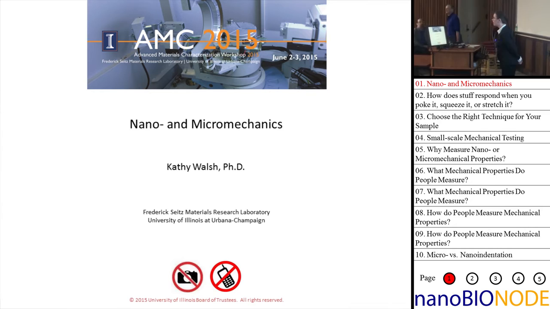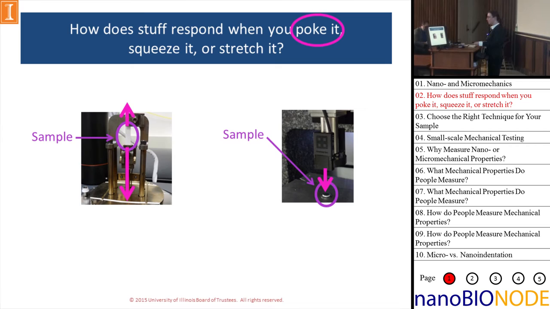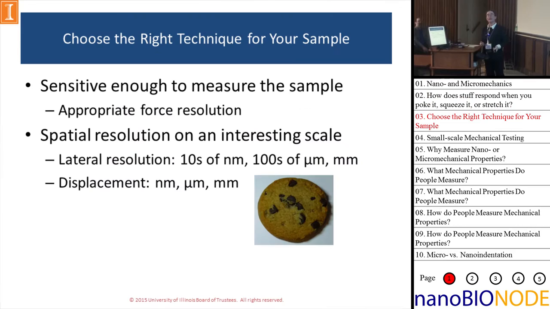Instead of talking about what your material is made of, we're mostly going to focus now on what your material actually does. At the most basic level, mechanical testing tells you about how your sample responds when you do something to it, when you apply a force to it, when you squeeze or compress it with a really sharp tip, or you stretch it or shear it. Today we're going to focus on compression in a really small geometry, which is basically just poking your sample with a really sharp stick.